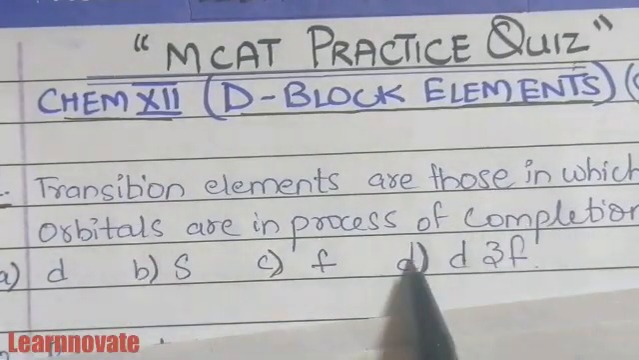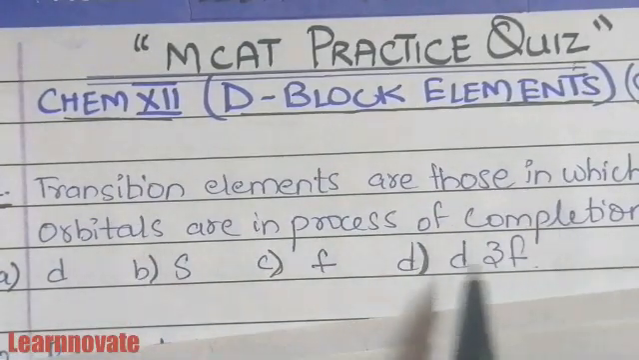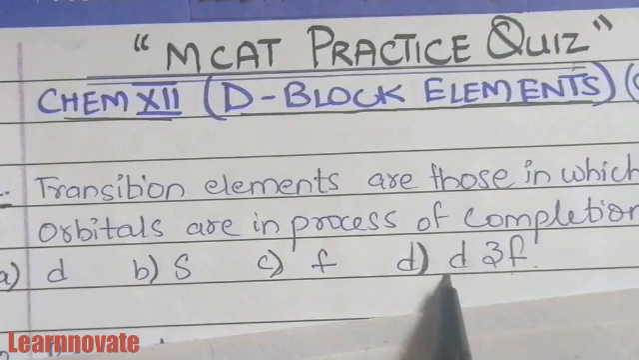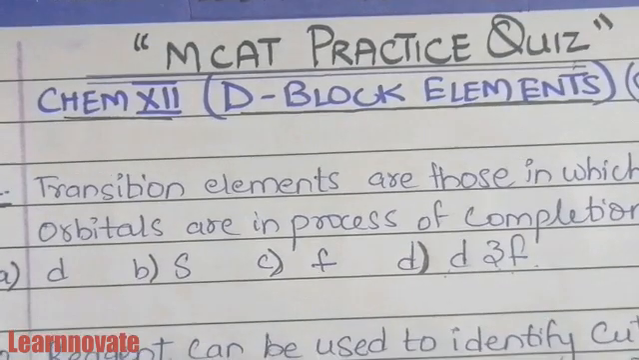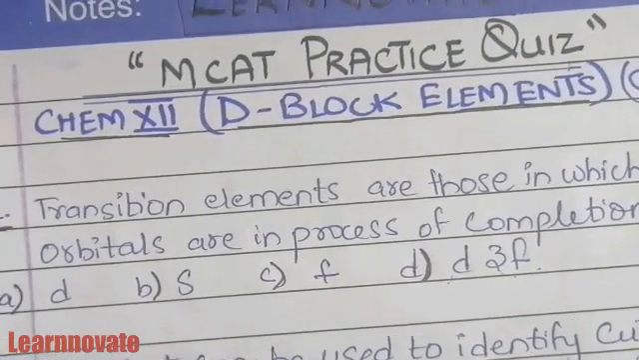So the answer for this question is option D, that is, orbital D and orbital F are in the process of completion. So option D for question number 1 is correct.